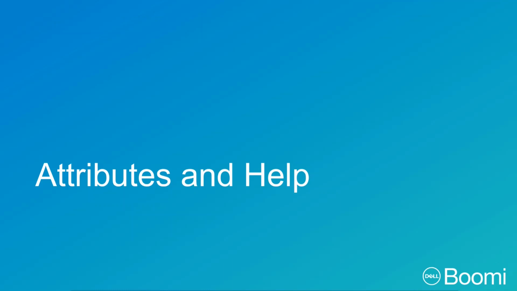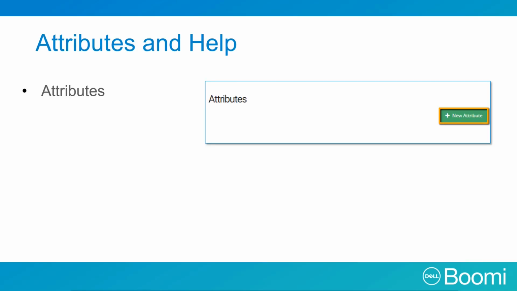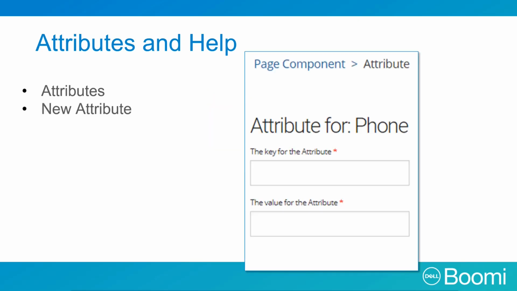In this section, we will speak about the attributes and help sections within the input page component. Attributes can be found within the page component window for various components. In the upcoming activity, we will be looking at attributes within an input component. Clicking on the plus new attribute button will open the attribute window where the key for the attribute and value for the attribute will be entered to create the new attribute.